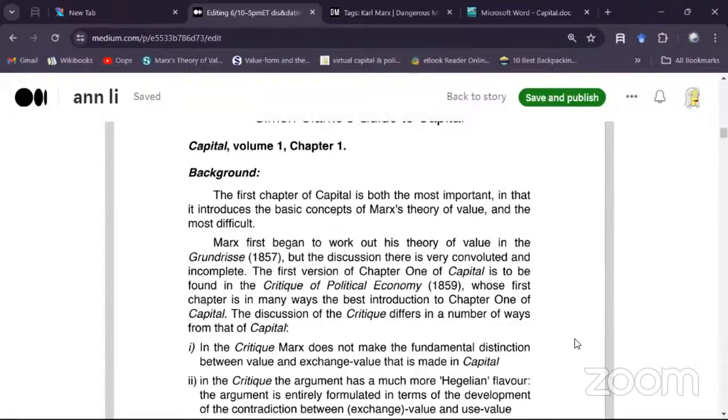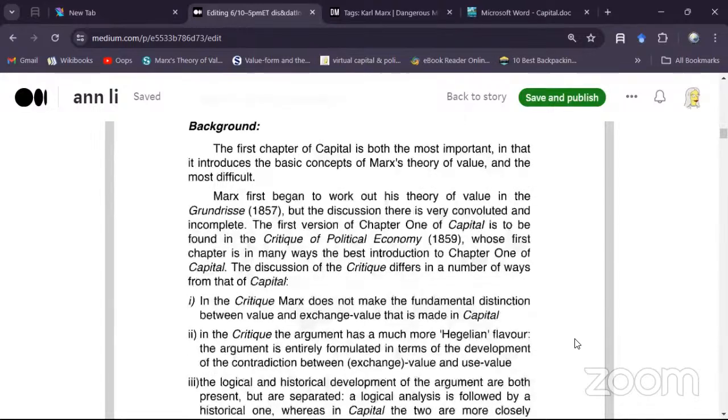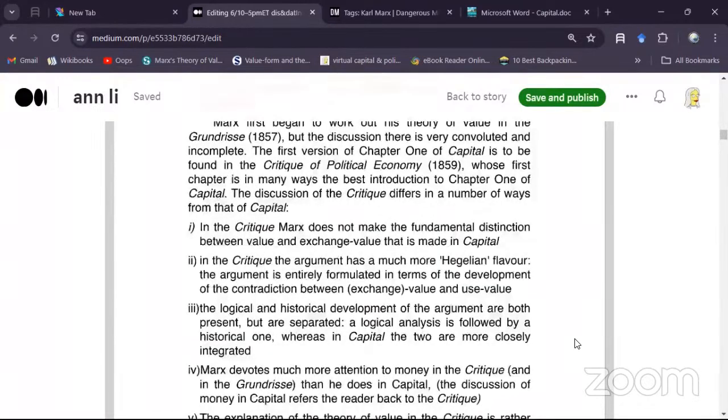The discussion of the critique, that is the Critique of Political Economy, or CPE as some people refer to it, differs in a number of ways from that of Capital. In the critique, Marx does not make the fundamental distinction between value and exchange value that is made in Capital. This distinction is an important one, and ultimately it's not a big deal that it's not made in the CPE, but you need to remember that.